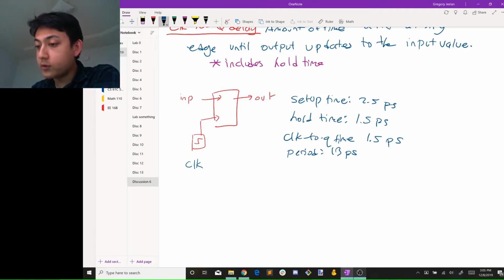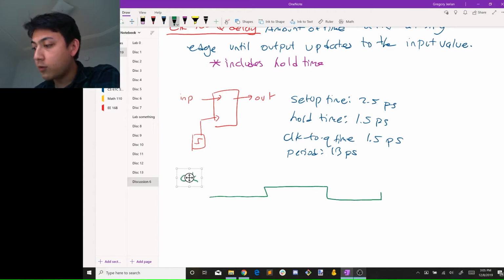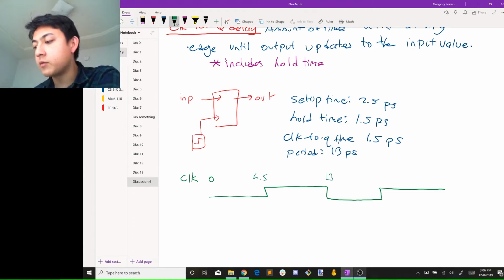Okay, and we're given a clock, and the clock looks like this. So here's my clock, and I'll just draw it out next to it. It's low, and then it's high, and it's low, and then it's high. Since we know that the clock is period 13 picoseconds, we know it starts off at 0, and this is a trough. So from the beginning of a trough to the beginning of the next trough, which is here to here, our period is 13. So that means that this is 13 picoseconds. We know this is 6.5 because we just divided it in half. Same goes over here.